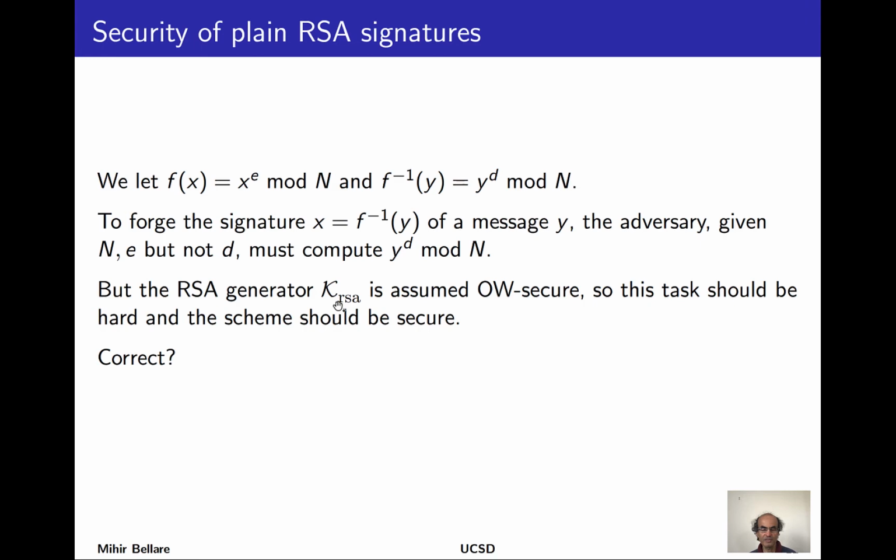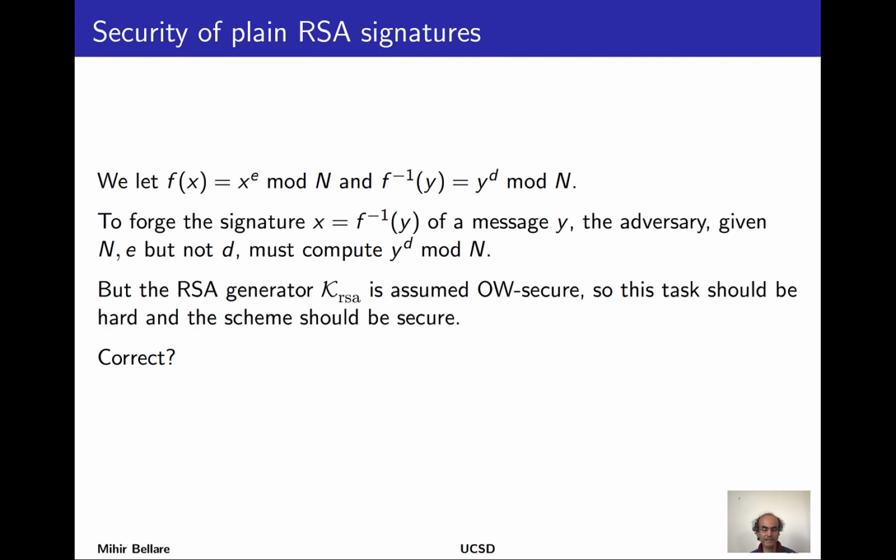In particular, we assume, or are willing to assume, that the RSA generator satisfies one-wayness, which means exactly that it's hard to go backwards from outputs to inputs of the RSA function. So we expect perhaps that it should be hard for the adversary to compute f inverse of Y here. So is that right? Well, this was actually historically the kind of idea and intuition that led to the proposal of plain RSA signatures and the understanding that they worked.